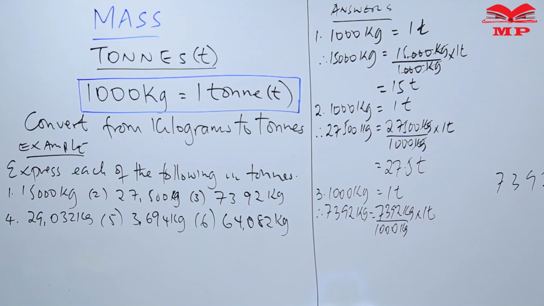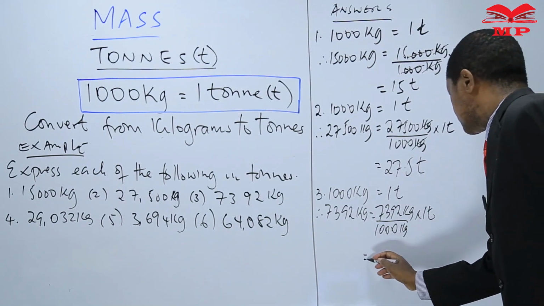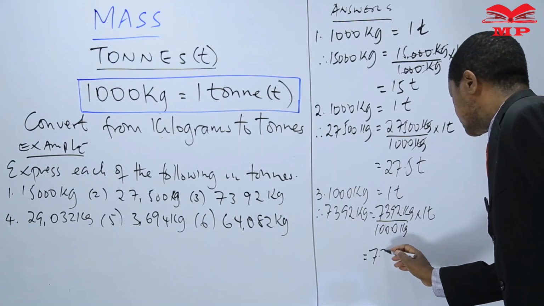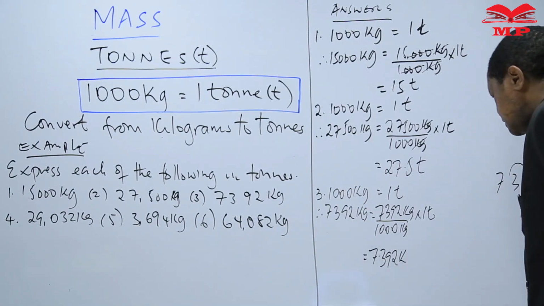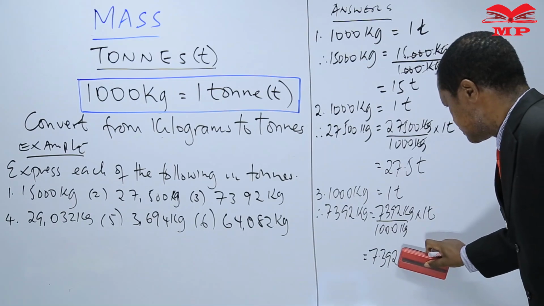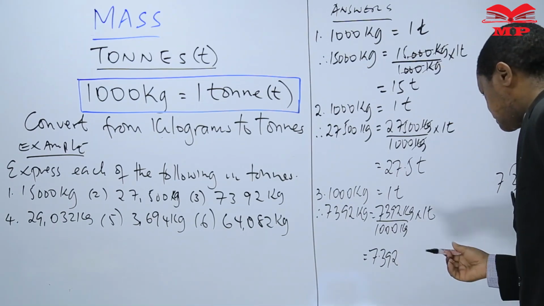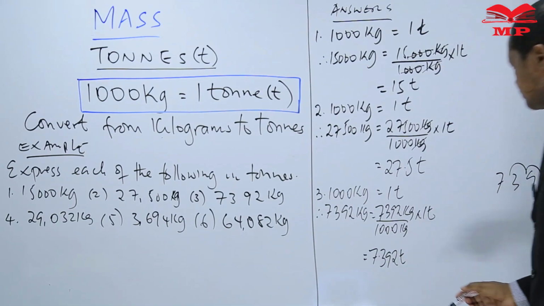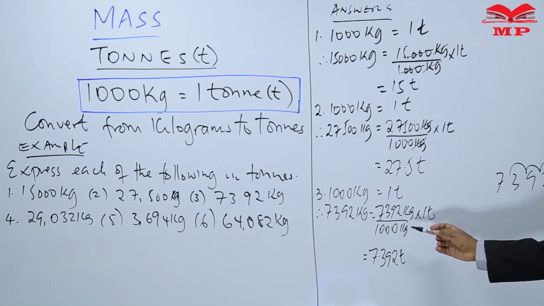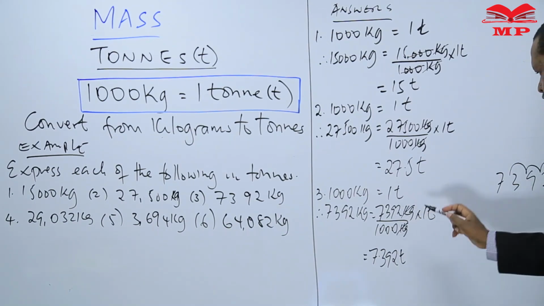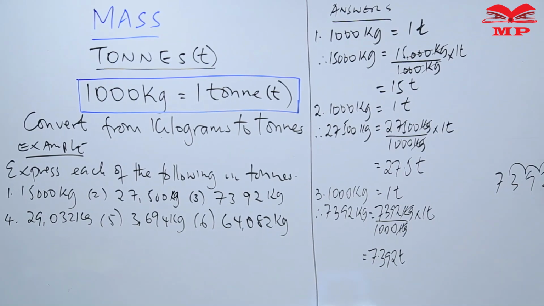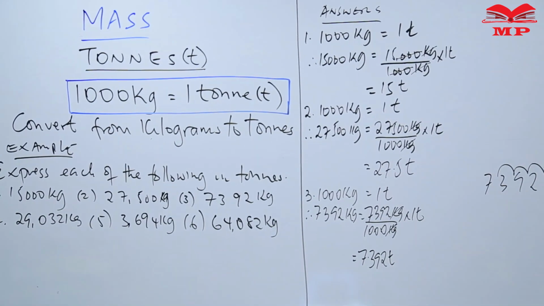7392. Move the decimal 1, 2, 3. So the answer here is 7.392 tons. This is tons, this is tons. This will cancel out with this. Then we have tons. That is question 3.